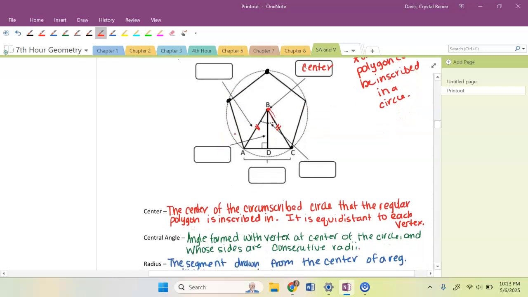The central angle, like we did before, is the angle with the vertex at the center, so that's nothing new. But of a regular polygon, the two sides are drawn to consecutive vertices, meaning vertices that are neighboring each other. So it wouldn't be this one and this one. Those aren't consecutive. A and C would be consecutive. So this entire thing here would be a central angle.